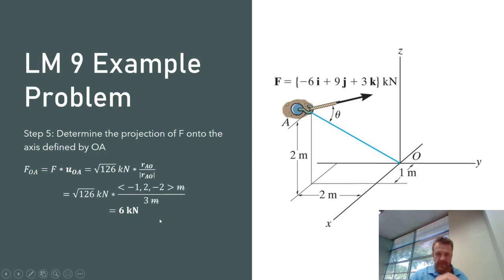That's why when I work these by hand a lot of times, you can kind of get lazy with your units, but don't get too lazy. And if you scale this normalized vector by this magnitude and do your math, you'll get about 6 kilonewtons for the magnitude of that force.